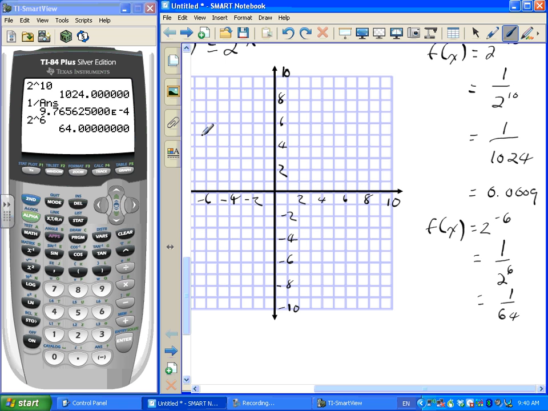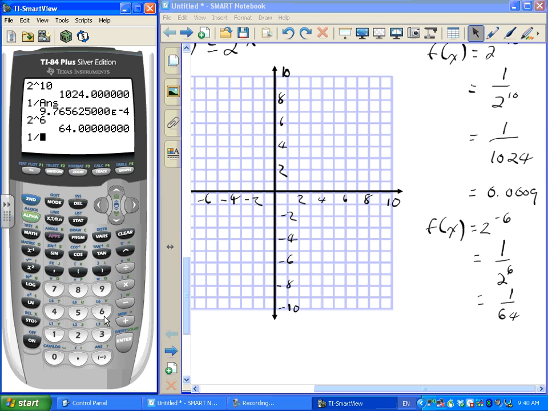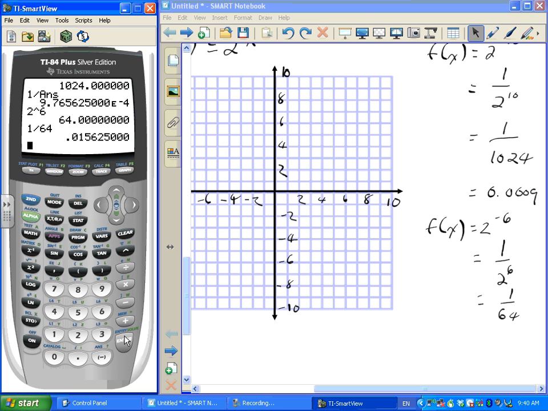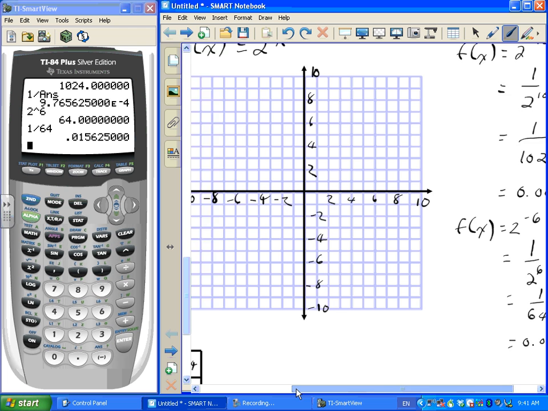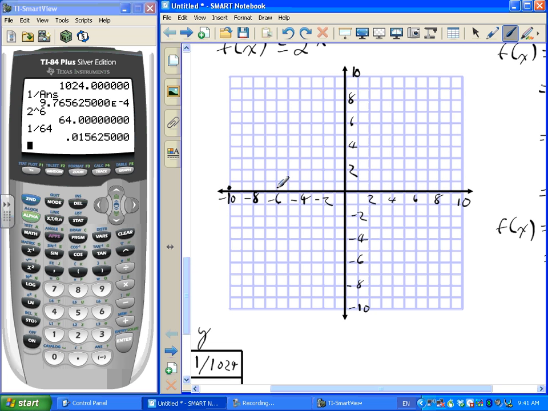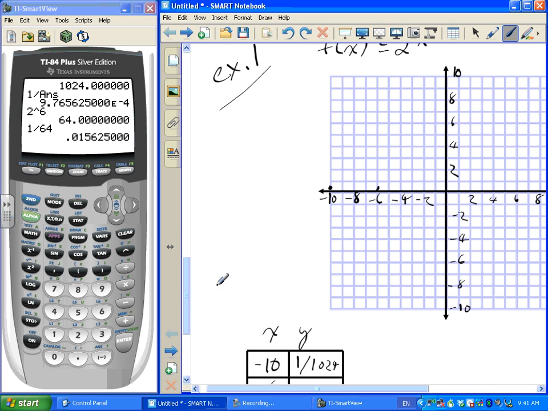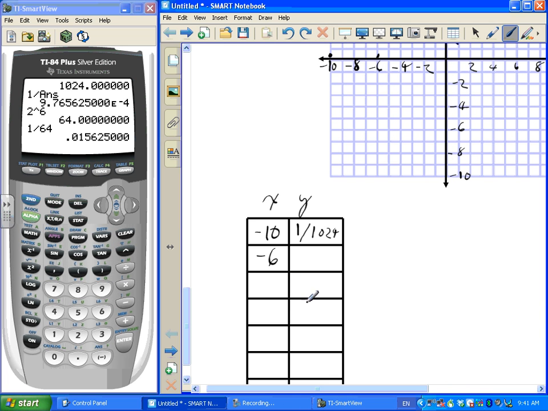But again, that's just a fraction to me. I want to measure it on the y-axis, so I'm going to divide that. 1 divided by 64 equals 0.0156. This one's larger than the last number, but still much smaller than 1. If we look at the scale on my graph, it's still pretty hard to graph that. So I know I'm still below half of 1, so I'm going to stay down there. I'm going to jump ahead again to negative 2.